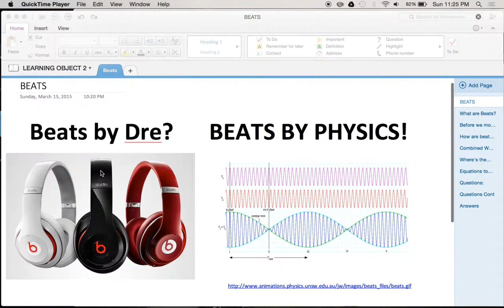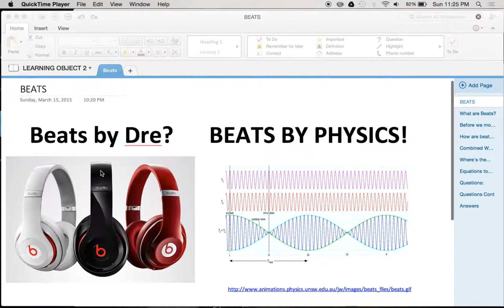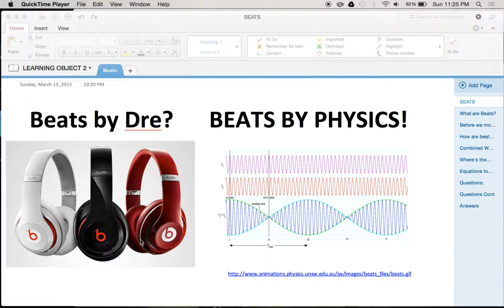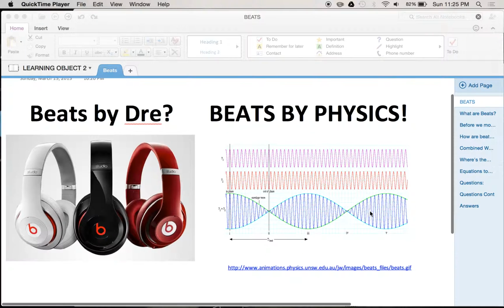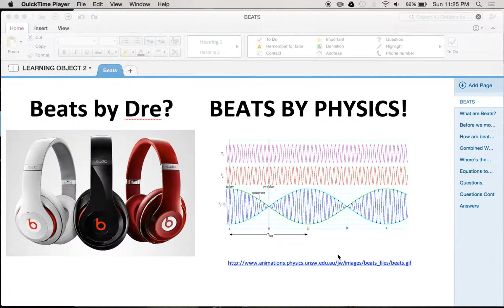So today we're gonna talk about beats. Now you may think Beats by Dre. Well, that actually has to do with Beats by Physics. Now this picture over here you can see I got from this website.